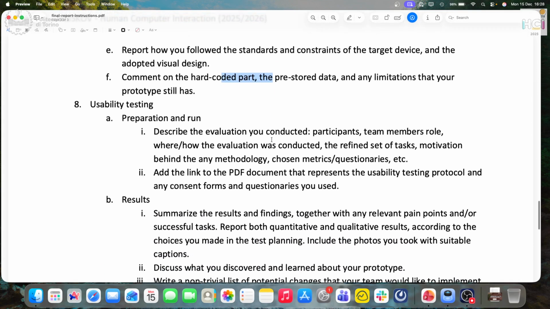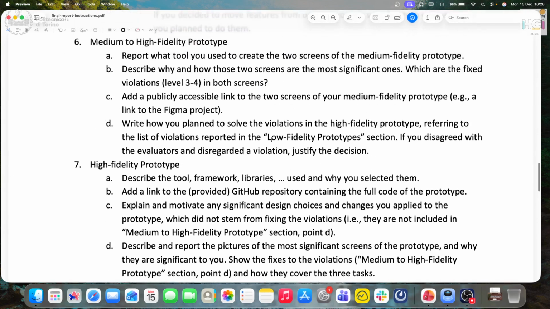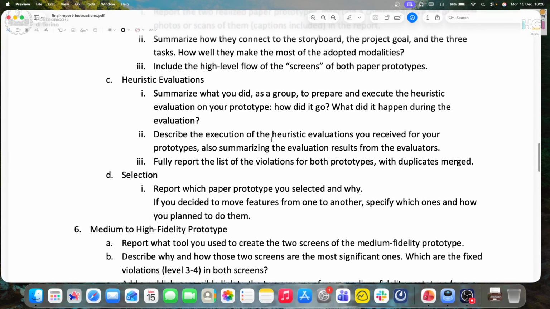About the heuristic evaluation. Yes. Summarizing the evaluation results from the evaluators is also what is done in the following point?